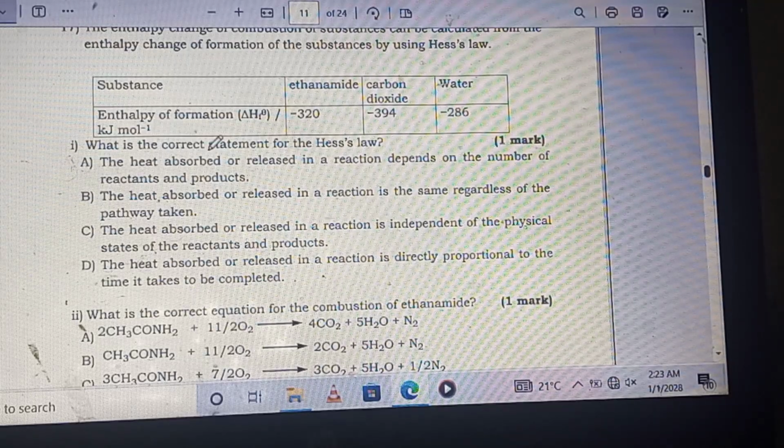I. What is the correct statement for Hess's law? The correct answer is letter B. The heat absorbed or released in a reaction is the same regardless of the pathway taken.